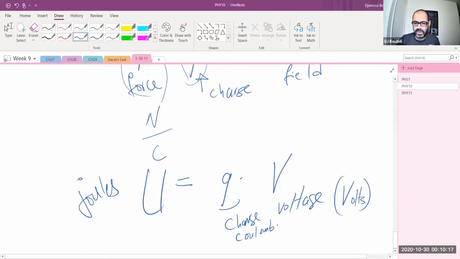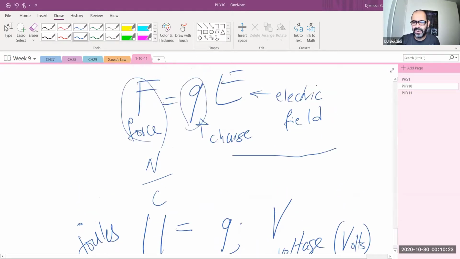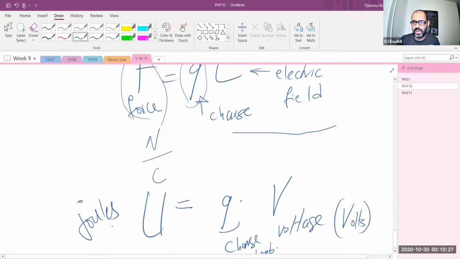So that is the relationship between voltage and energy, and it's similar in a sense to the relationship between force and the electric field. The relationship between the force and the electric field is similar to the relationship between the energy and the electrical potential. They are similar because both of them involve Q.